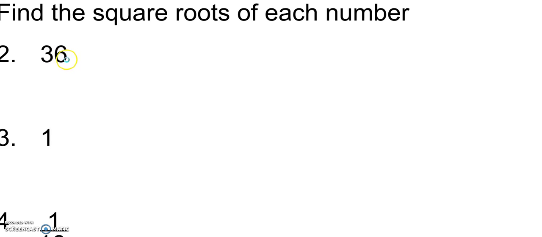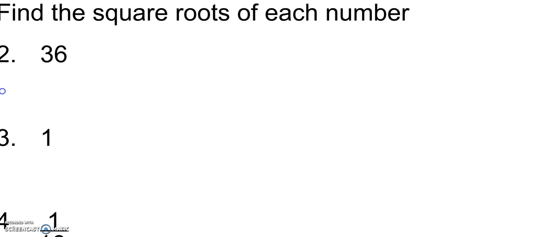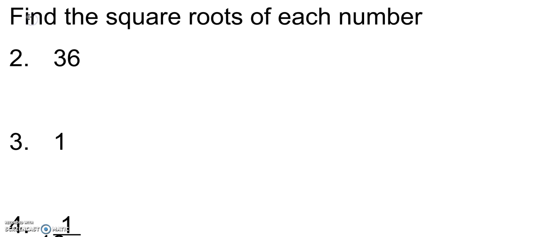Now it says find the square roots of each number. Let's look at the first number here, which is 36. There we go. So I want to look at what number will give us 36 when we multiply it by itself. Well, if you think about it, 6 times 6 is 36. Therefore, the answer would be positive or negative 6.